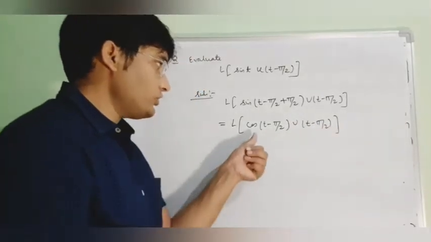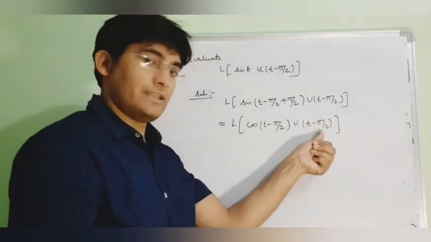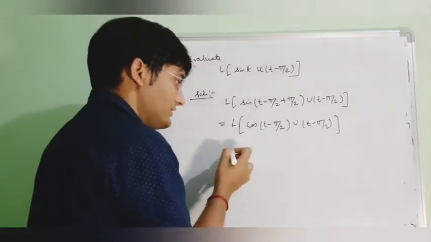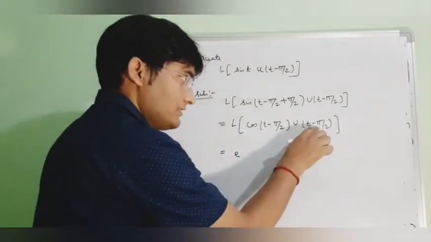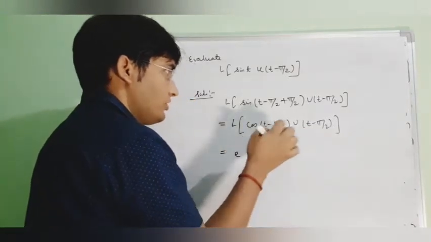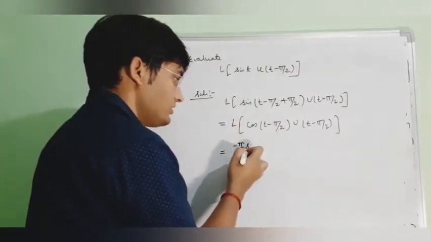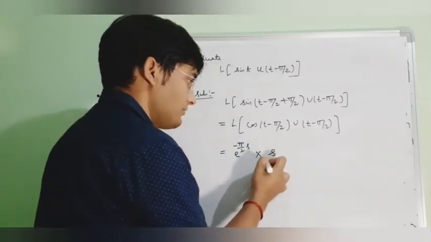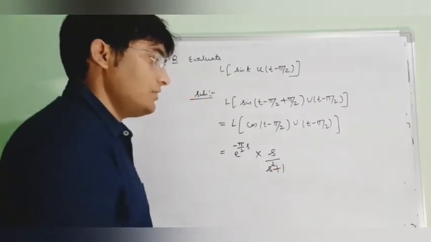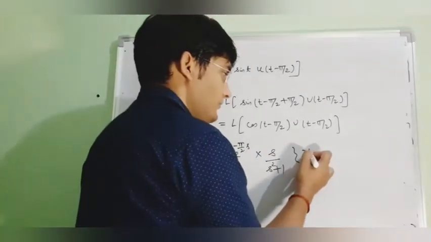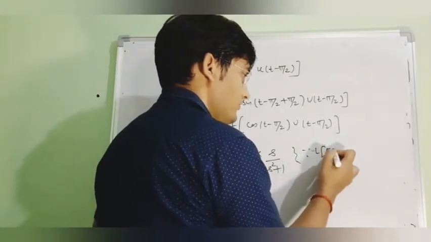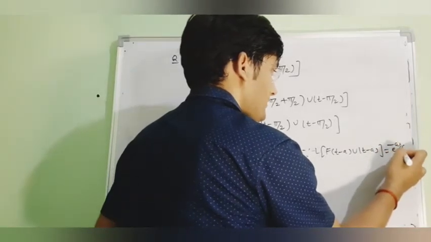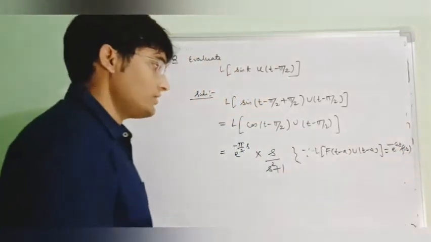Now again you can see that this is your f(t minus a) u(t minus a), where my f(t) is cos t. So the Laplace of f(t minus a) u(t minus a) is equal to e to power minus a into s. Your a is pi by 2, because I have already given you the formula. So this is e to power minus as into F(s), where F(s) is the Laplace of cos t, and you know that the Laplace of cos t is s upon s square plus 1. Here we have used this formula, where my a is pi by 2. So this is the answer.